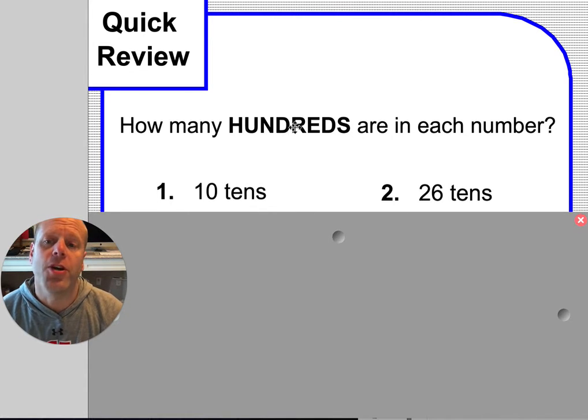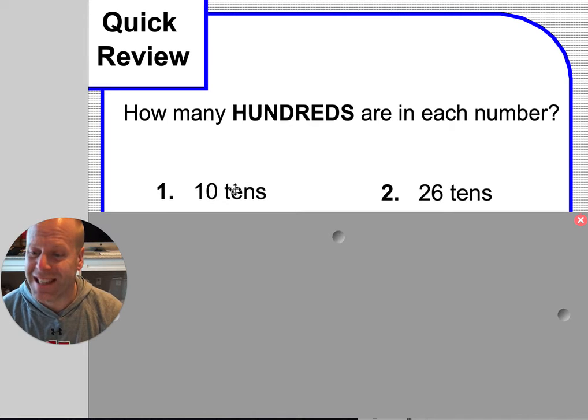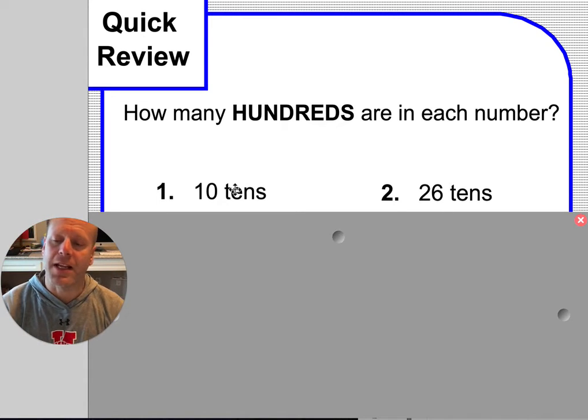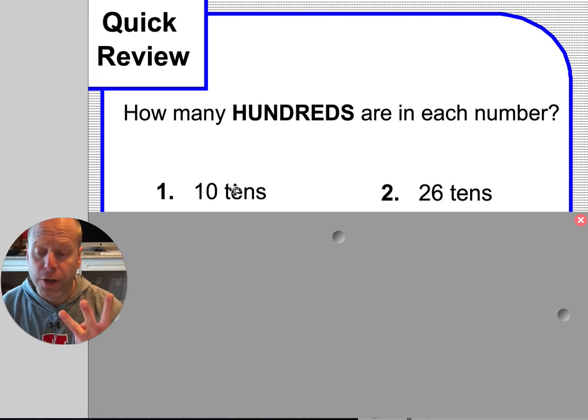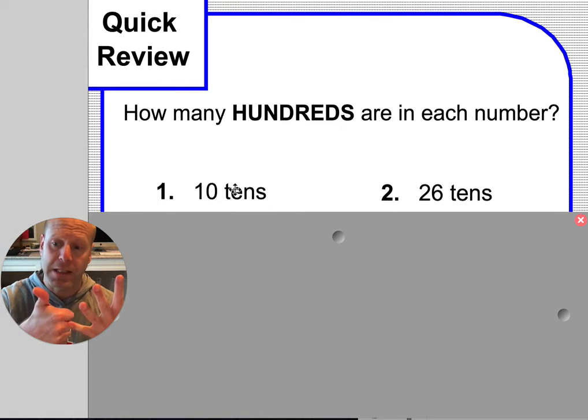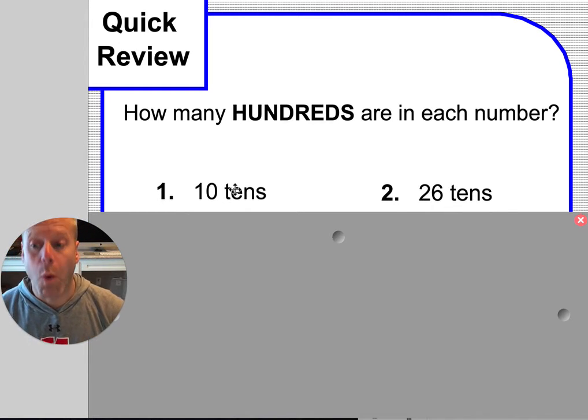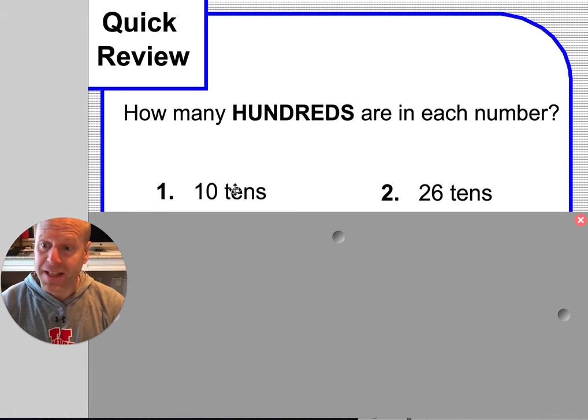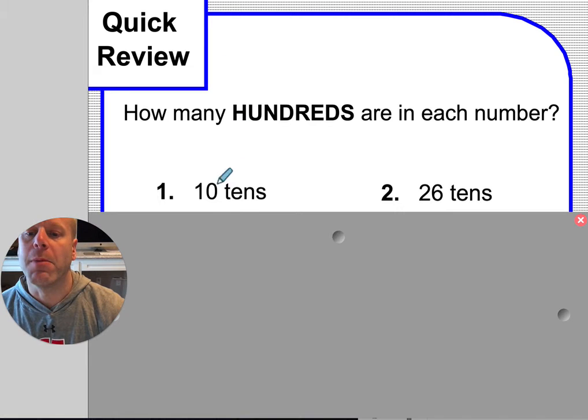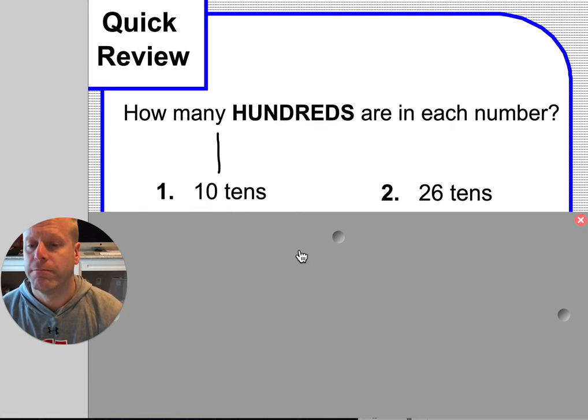Let's see how many hundreds there are if we have 10 tens. If we have 10 tens, that is 10, 20, 30, 40, 50, 60, 70, 80, 90, 100. 10 tens is exactly the same as 100. So in this case, how many hundreds are in 10 tens? There's just one, and there are no leftovers. It worked out really nice. 10 tens is exactly equal to 1 hundred.